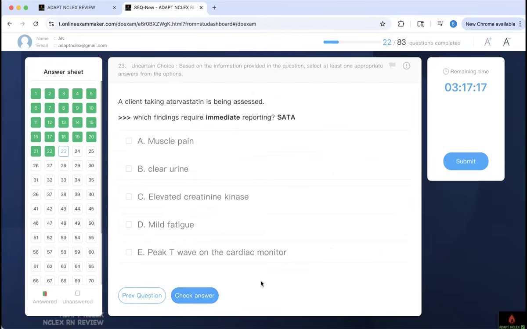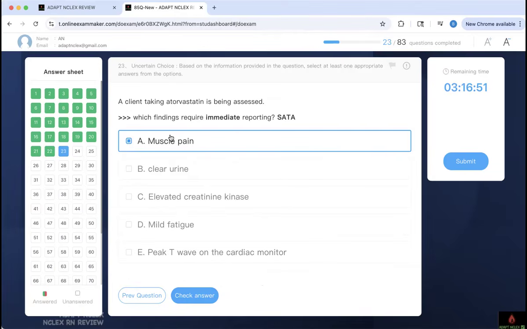Atorvastatin is being taken. Which finding requires immediate reporting? Muscle pain, clear urine, elevated creatinine kinase, fatigue, and a peaked T wave on the cardiac monitor. What is atorvastatin? It's a statin. If you take a statin, what side effects should you teach the patient? What do you think? Pick your answer, let me know, and keep your score.